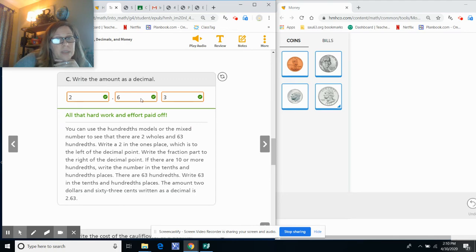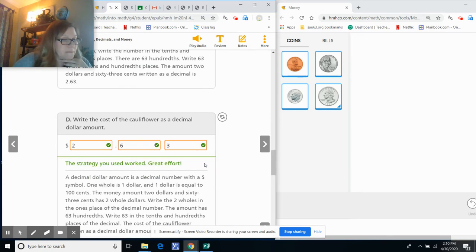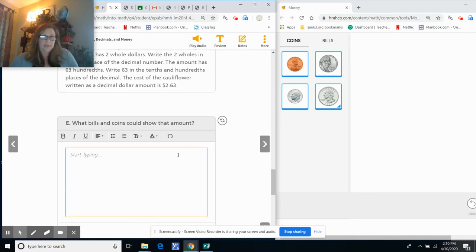2.63. All right, so now remember, we're going to create a decimal dollar amount. And we know that because here's the dollar sign. And so we know that he got $2. And in this case, for this decimal point, you're going to say the word and. So $2 and 63 cents. Okay, $2.63.